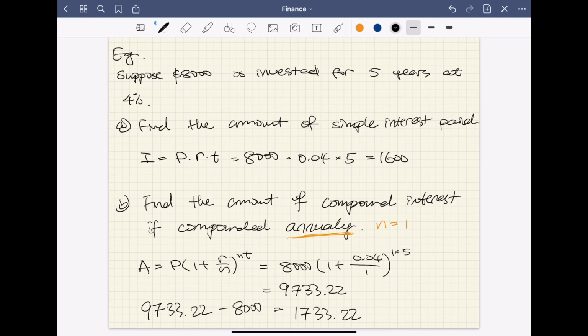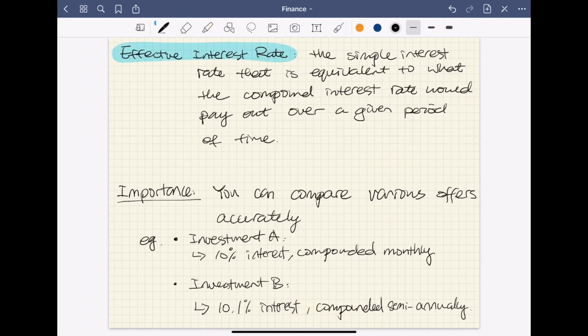Now you see that? This is the interest you're getting for the simple interest. This is the interest you're getting for the compound interest. Of course, for the same interest rate, compound interest is gonna give you a lot more interest than simple interest. Okay, moving on to our last topic of this video, effective interest rate.